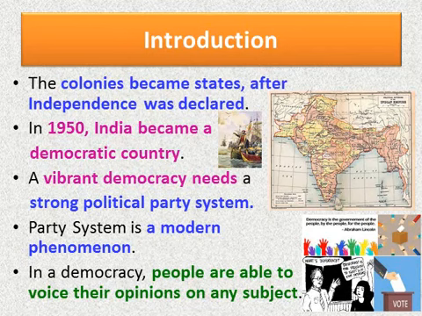In a democracy, people are able to voice their opinions on any subject. They need not be afraid of anything or the ruler, because the people are governed by their elected representatives. So they have every right to voice their opinion. They are free to express their opinion. As Abraham Lincoln has said, democracy is the government of the people, by the people, and for the people.